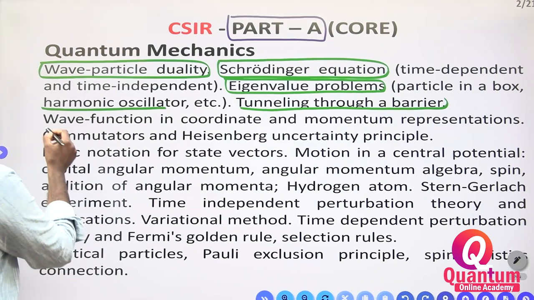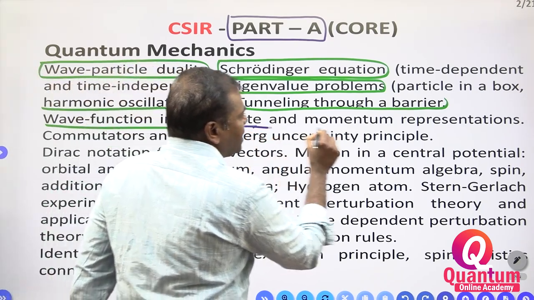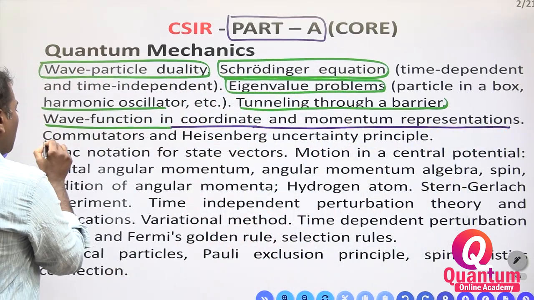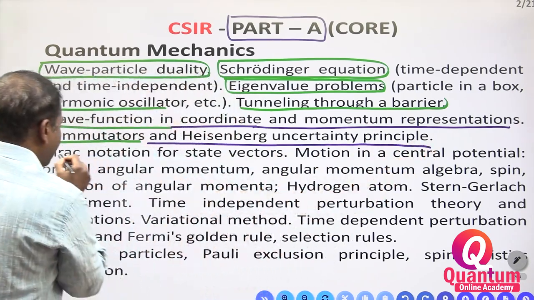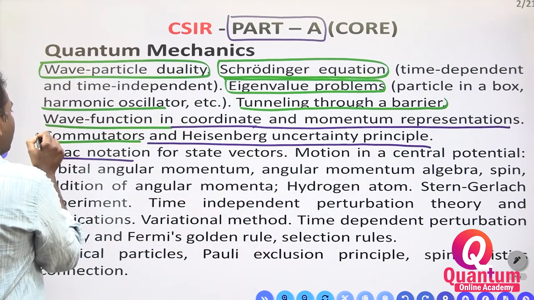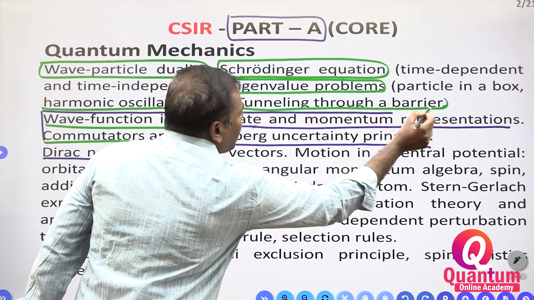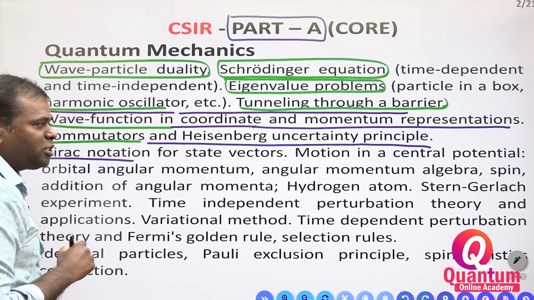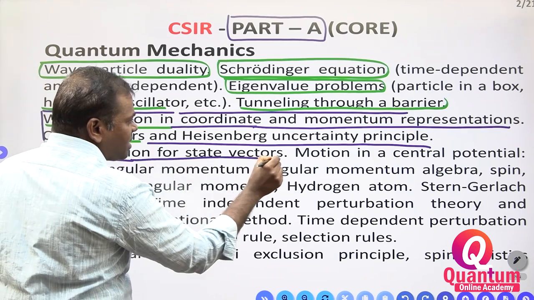Now the third one: wave function in coordinate and momentum representation. Commutators and the Heisenberg uncertainty principle. Dirac notation, so this is one more part. Coordinate and momentum representation, commutators and the Heisenberg uncertainty principle, that is another part. Dirac notation for state vectors.